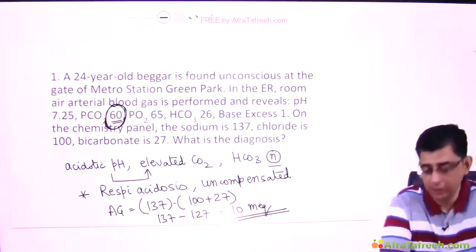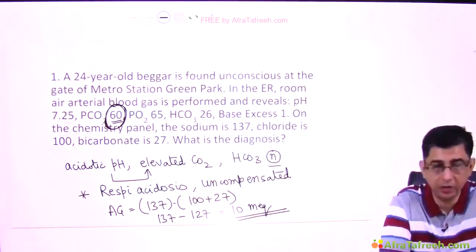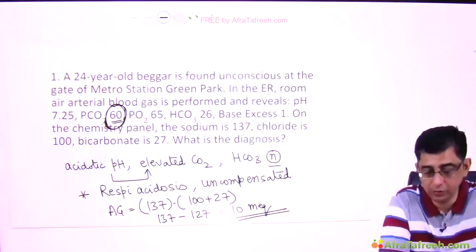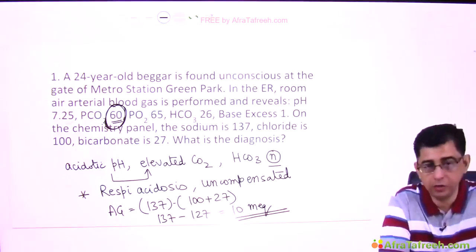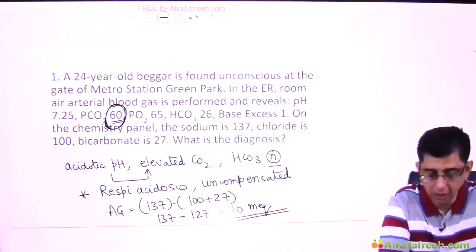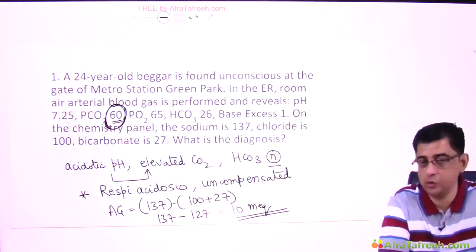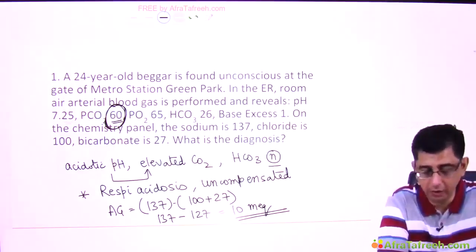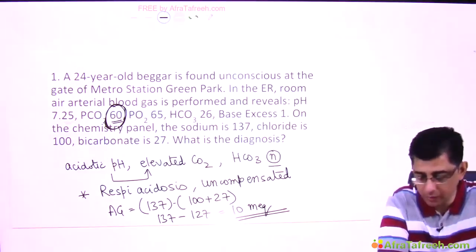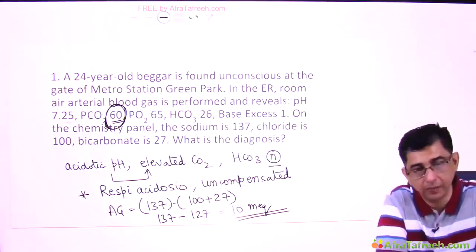It's a good idea to calculate the anion gap because it can tell you about the presence of a metabolic acidosis which could be coexistent in the patient. This question is definitely not of a mixed disorder, so you don't need to worry. The main emphasis in this question is that in respiratory acidosis, bicarb value should increase by a rule of 10:1. For every 10 millimeter rise of carbon dioxide, bicarb should increase by 1. That has not happened here, so the answer is uncompensated.